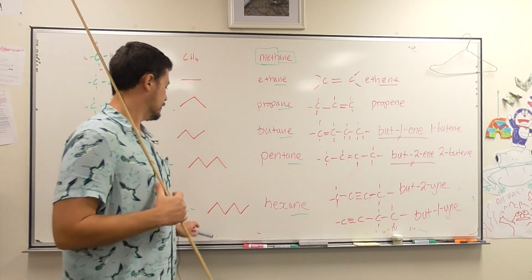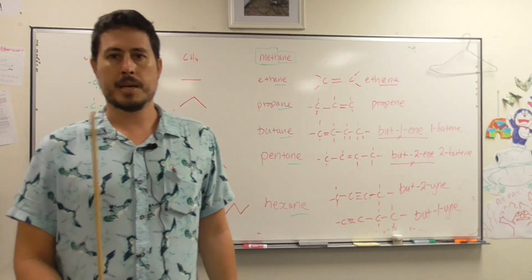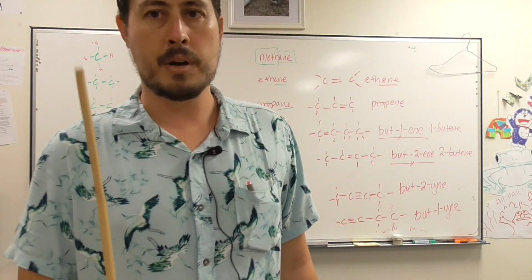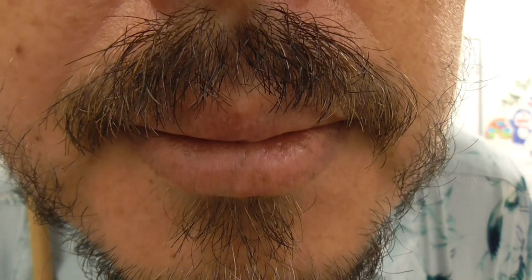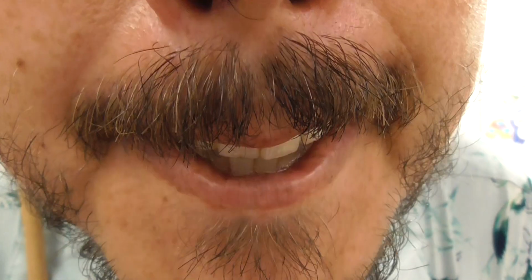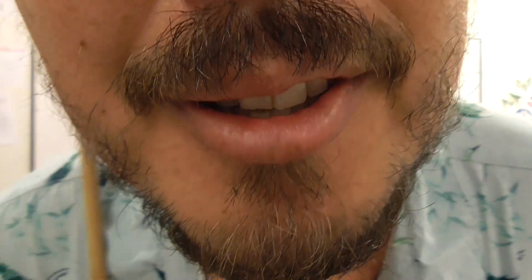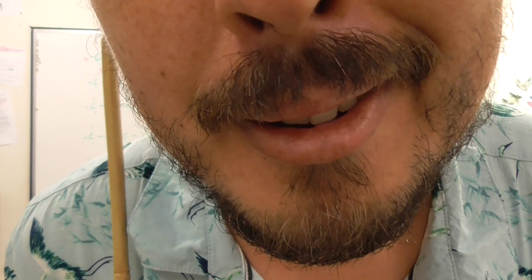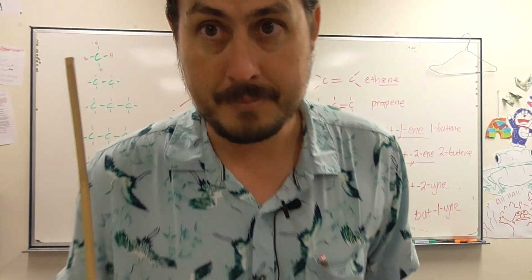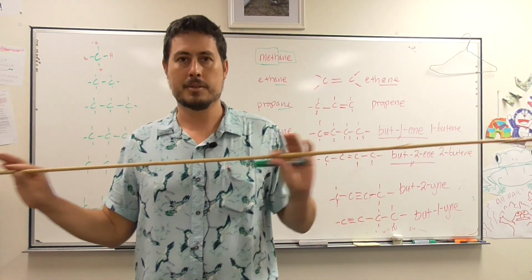So in summary, the homologous series: methane, ethane, propane, butane, pentane, hexane, heptane, octane, nonane, decane, undecane, dodecane, tridecane. Single bond, that's an alkane, ane. Double bond, that's an alkene, ene. Triple bond, that's an alkyne, yne. And that's how you do the homologous series.